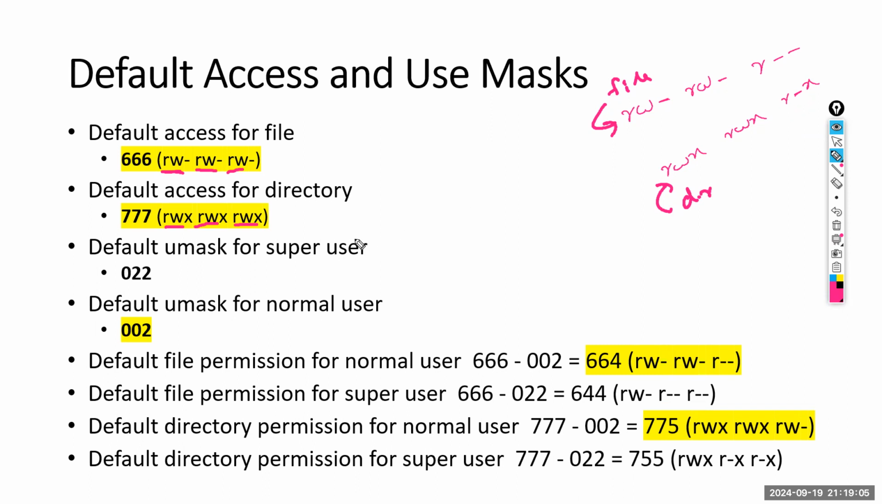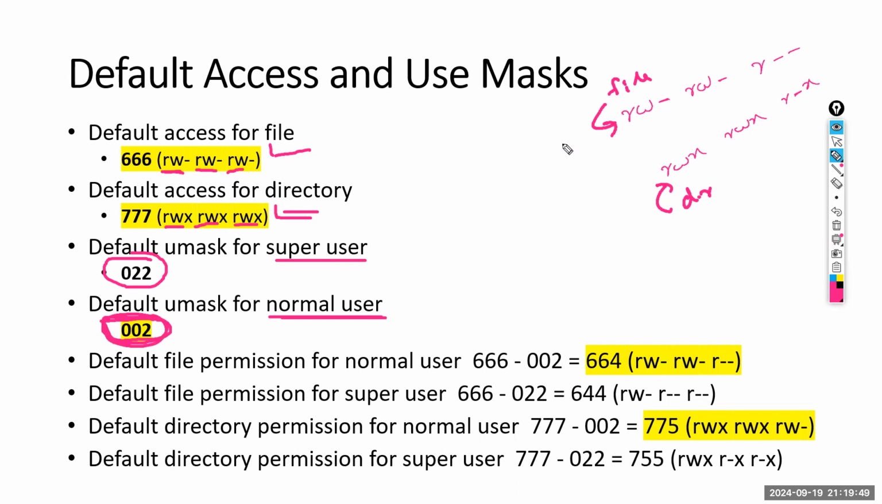So why do my files and folders have different default access? The reason is I created these files and folders using user called Nalaka, and Nalaka is a normal user. It's not a super user. For normal user, user mask is 002. For super user, user mask or umask is 022. But forget about this one because I created using Nalaka. So Nalaka user's umask is 002.